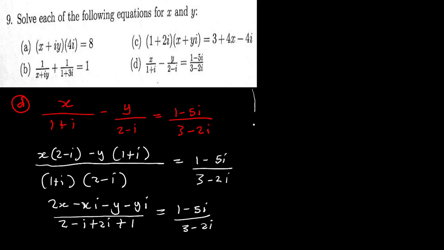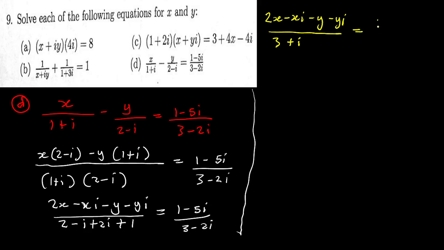So once I'm done with that part, I can easily simplify the other guy, but this guy cannot be simplified if you observe. So that guy can be maintained the way it is. So there I can simply say 2x minus xi, and then minus y minus yi over, I simplify the down part, it's going to give me 3 plus i, is equal to (1 minus 5i) over (3 minus 2i).